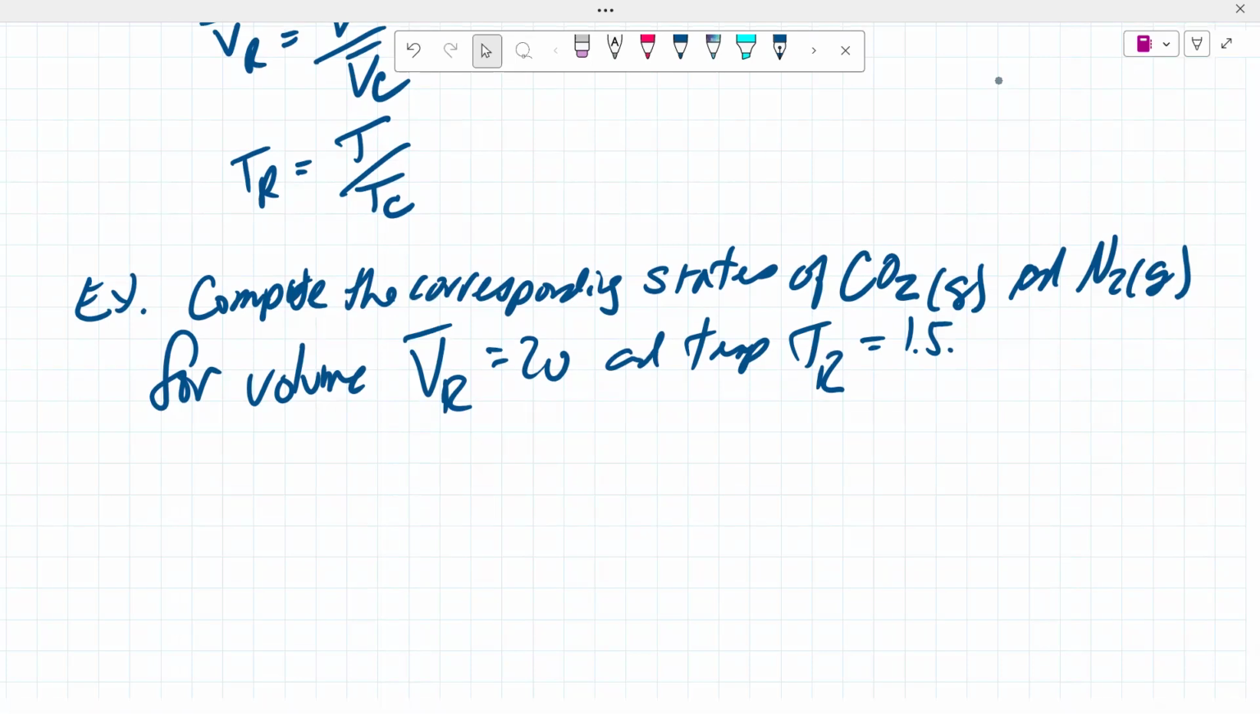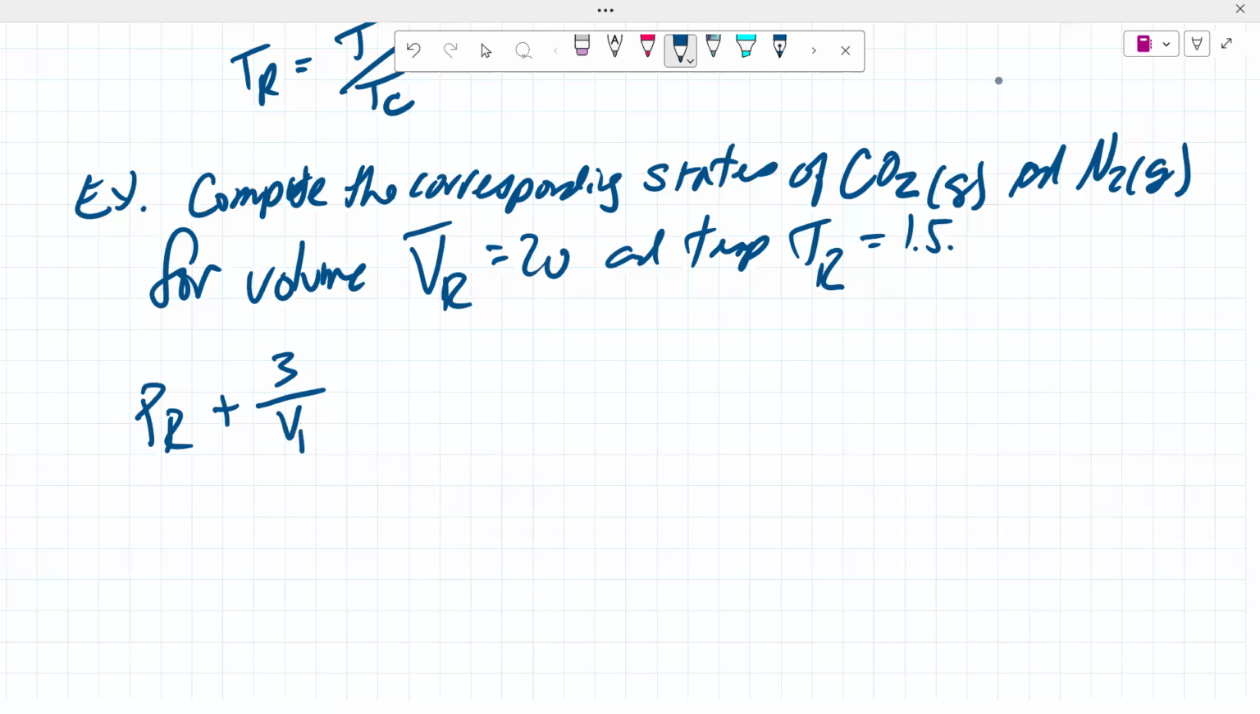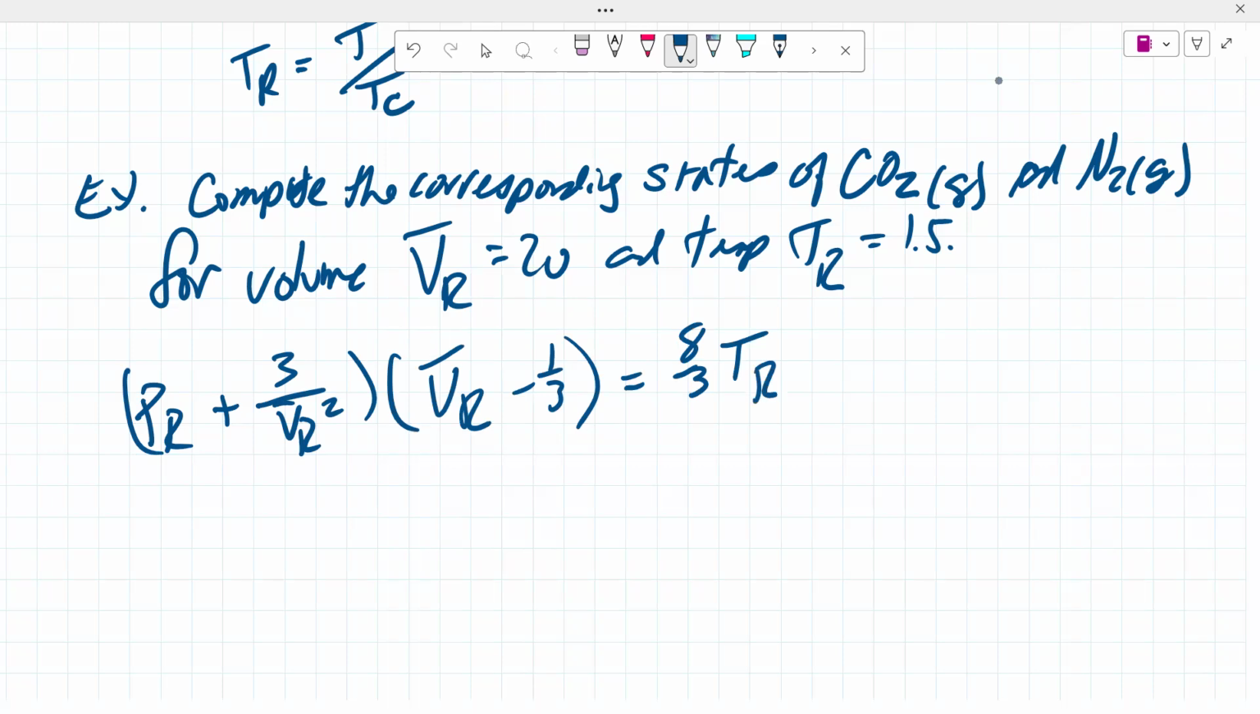Think of PV equals nRT, where you know V and T and calculate P because it's the unknown. Instead of PV equals nRT, we're going to use the corrected formula. As we pointed out, it's pretty close. So this is how you solve it: (P_R + 3/V_R²)(V_R − 1/3) = 8/3 T_R, right? This is given.